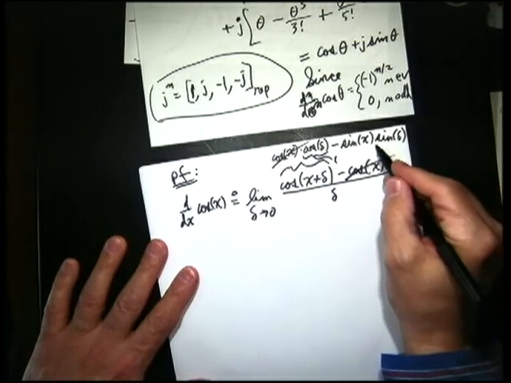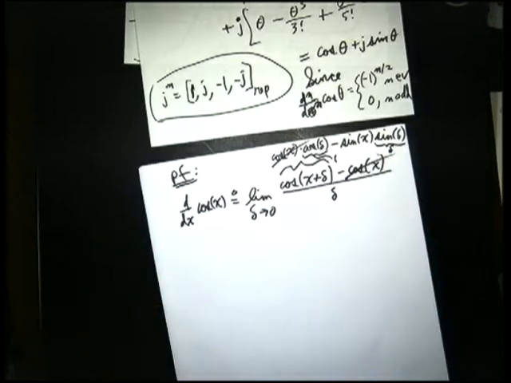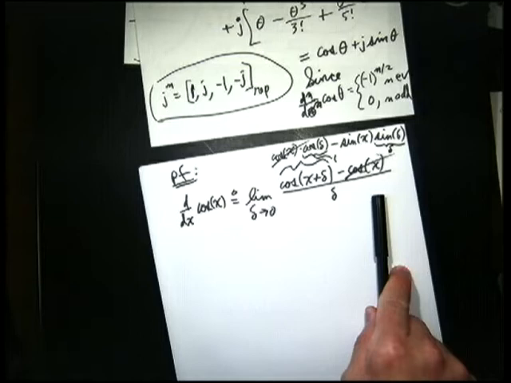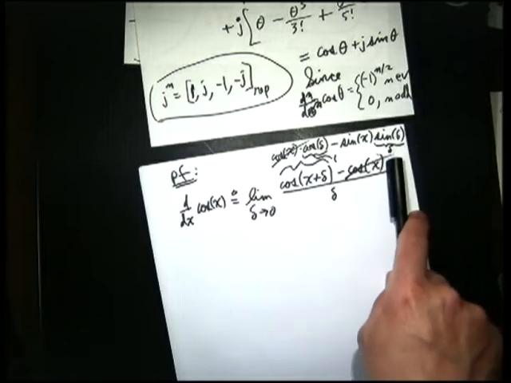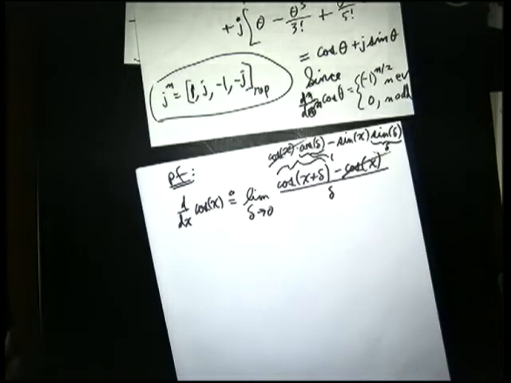Now sine of delta approaches 0 as delta goes to 0, but before it becomes 0, it becomes delta. So sine of x equals x for small x. And we're going to need that because the cosines have canceled, and we can't replace sine of delta by 0 because we're dividing by delta. So this is a tricky limit. You have to be careful.